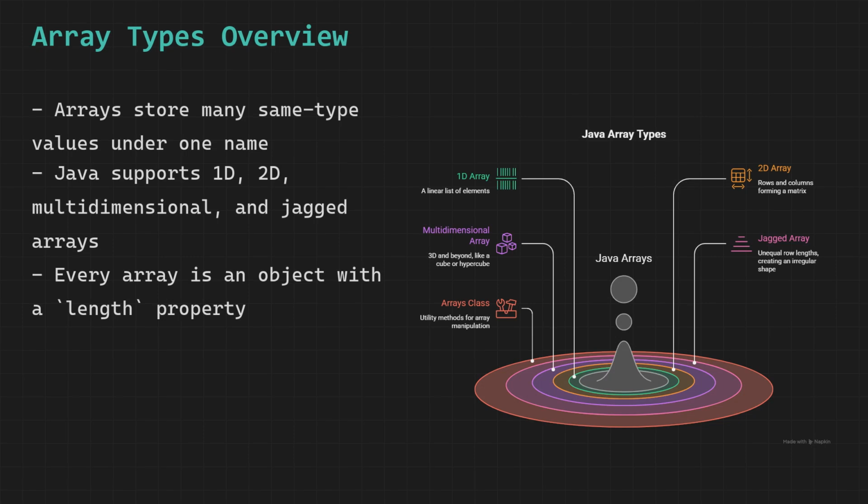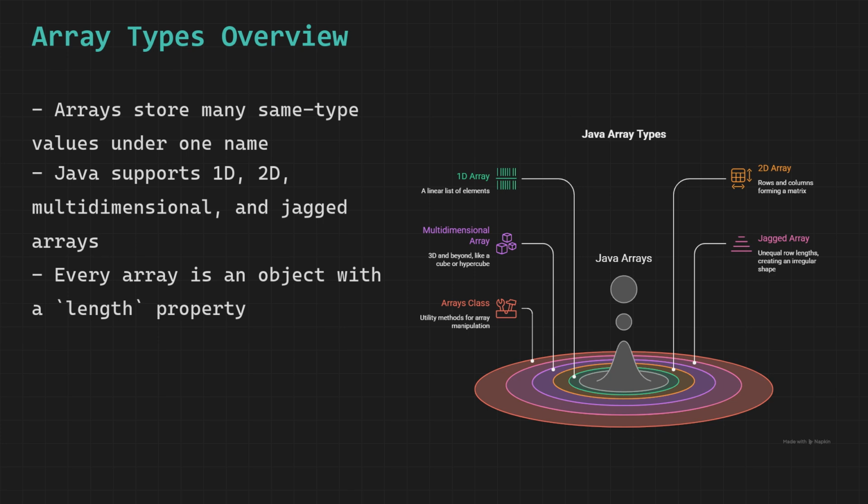Before arrays, if you needed to store 100 student marks, you would have to declare 100 separate variables, mark1, mark2, and so on up to mark100. That is completely impractical. Arrays solve this by letting you store multiple values of the same type under a single variable name, accessed by an index number.